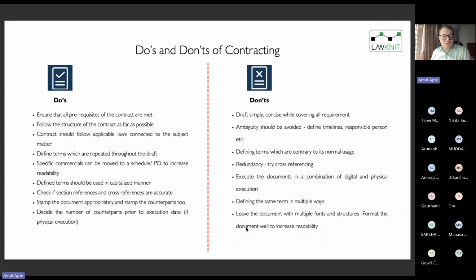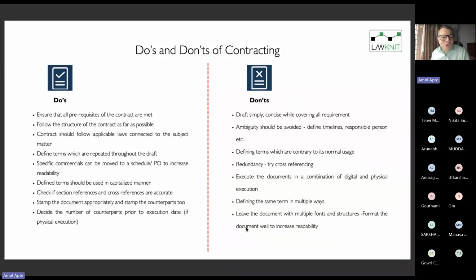The defined terms which are repeated throughout the draft. It's always advisable that if there are certain terms which are repeatedly used in the contract and have a certain meaning in your mind, define them very specifically in the definition clause. Then specific commercials can be moved to a schedule or PO to increase the readability.